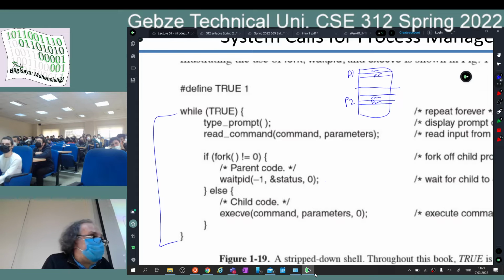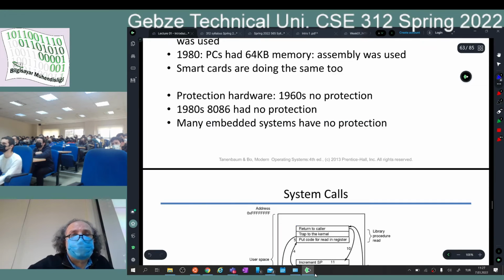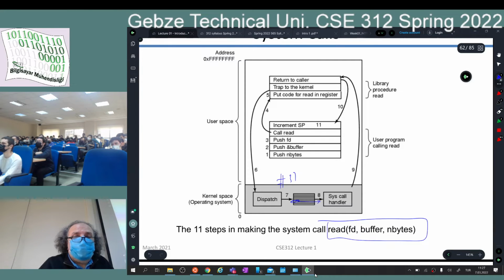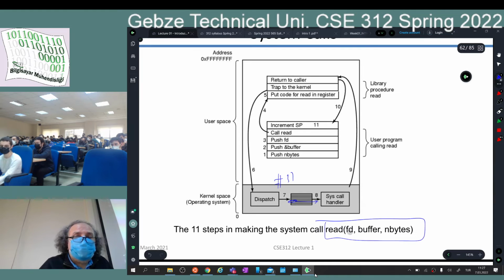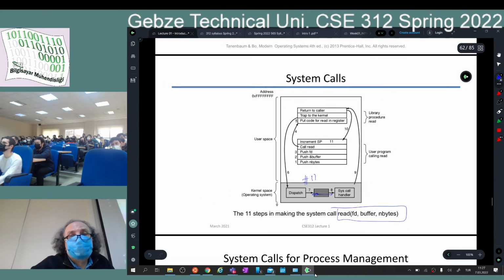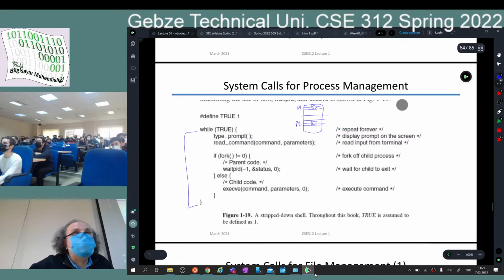When that new command runs, depending on the command type, the parameters are of course available to that command. Otherwise, the command cannot continue. Remember what we said about the read system call? When you make a system call read with these three parameters, exec VE is another system call along with the parameters. Okay? Good. Any other questions?